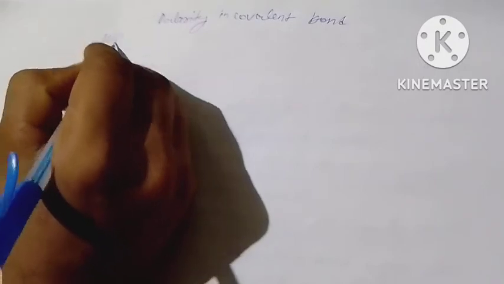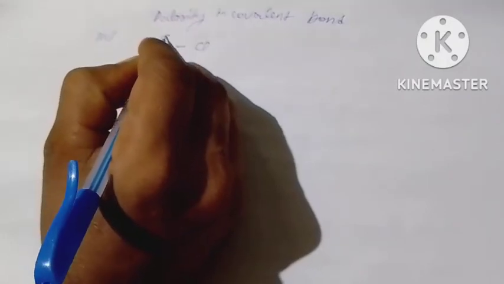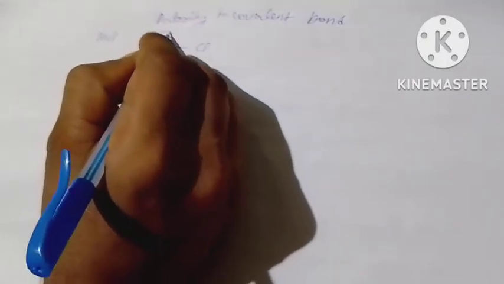Example, HCl, hydrogen chloride, that is H bond Cl, with delta positive and delta negative. The magnitude of delta is less than 1.